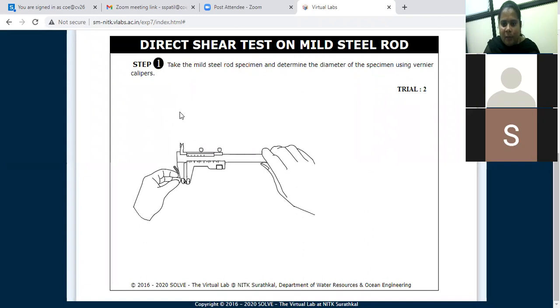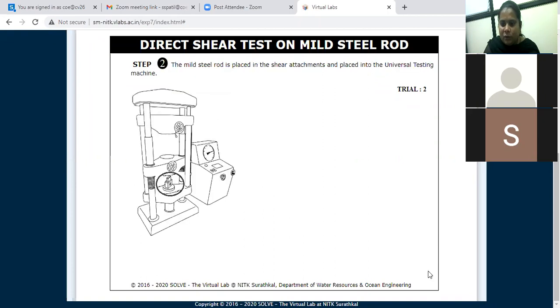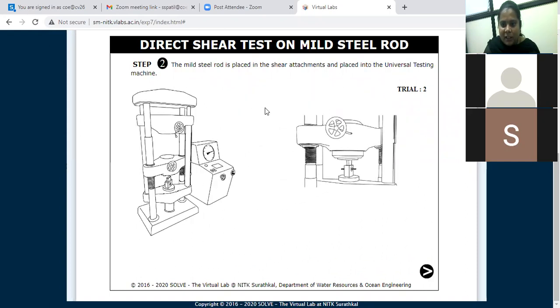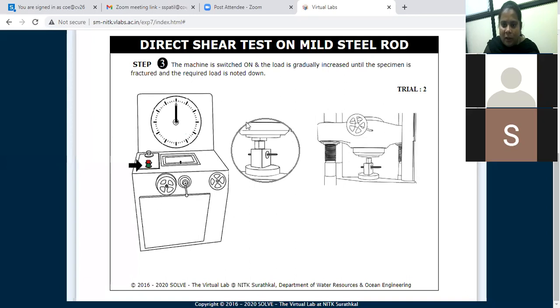Click on that rod, measure the diameter. So the diameter is now 6 mm. Then click on that arrow. Now you have to take this shear assembly. In that we adjusted this metallic rod, and this shear assembly is placed in between the intermediate crosshead and lower crosshead. After placing, click on this arrow for next. Start this machine by clicking on that button. Here the failure load is 1500 kg. This is trial 2. I will stop the machine here.